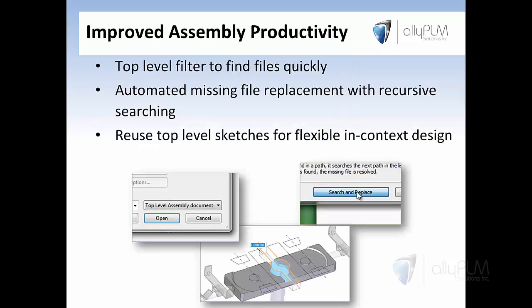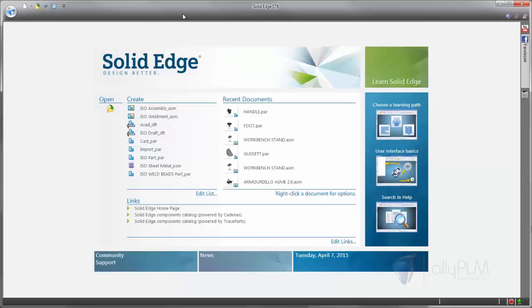The next and final topic we're going to cover today is the new improved assembly productivity. You now have top-level filters to find files quickly instead of scrolling through many documents. You also have automated missing file replacement with recursive searching. And you're able to reuse top-level sketches for flexible in-context design. Again, these new added enhancements are a huge improvement to Solid Edge, and we were very excited upon releasing this new functionality. Let's take a look at the software and see how this is done.